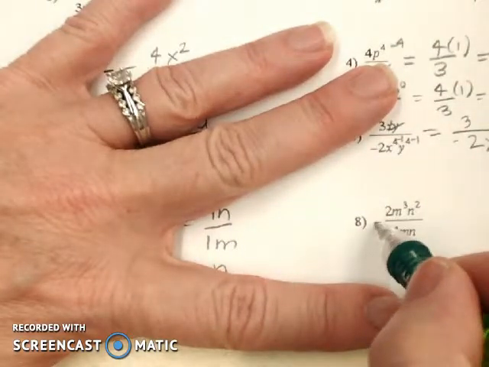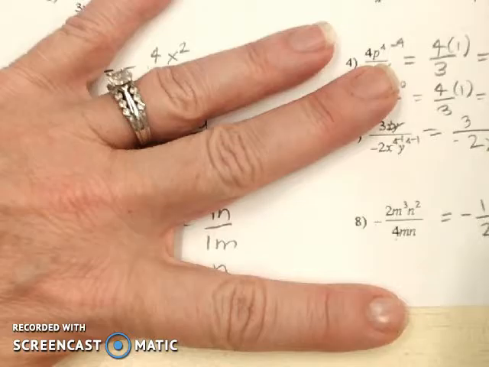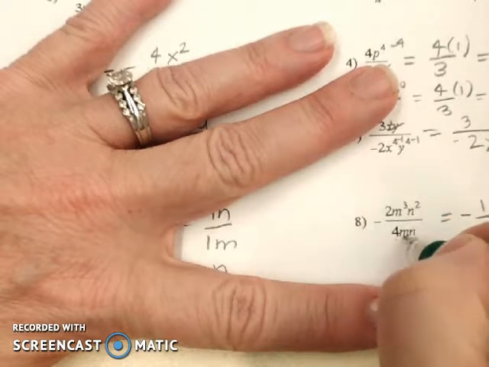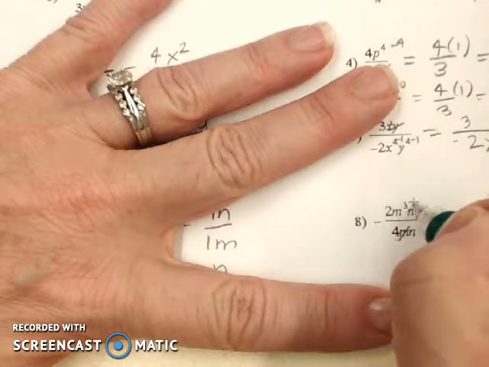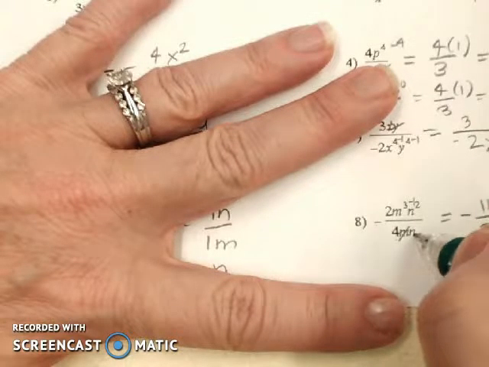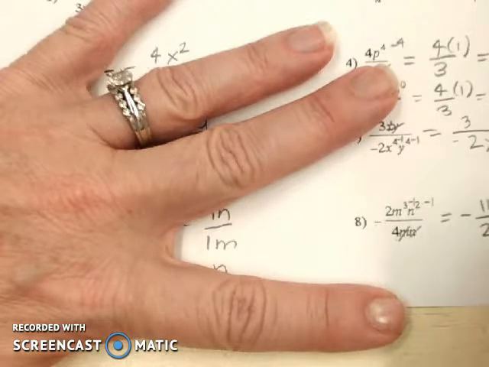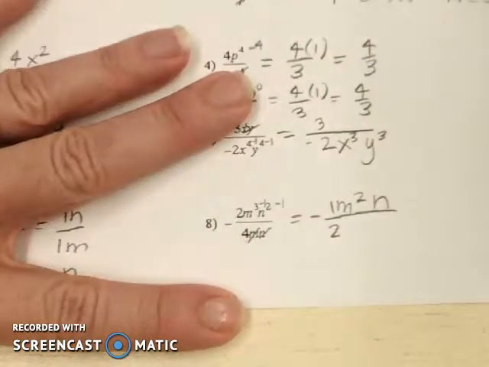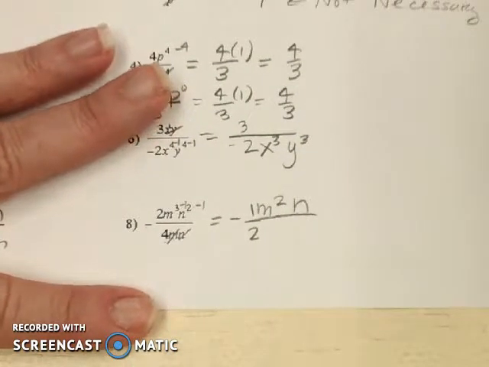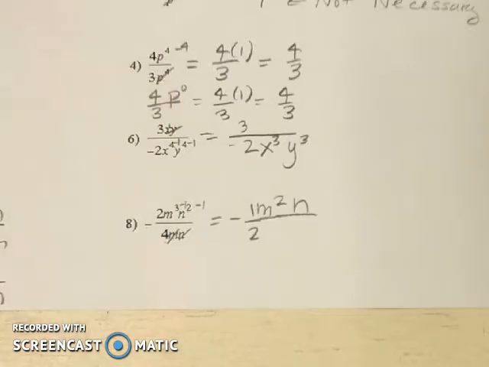Okay? Number 8, last one. I've got negative 2 fourths. Negative 2 fourths will simplify to negative 1/2. I've got m cubed over m to the first, so I'm going to subtract 3 minus 1. Gives me m squared. N squared over n, I'm going to subtract, 2 minus 1, so that's going to give me n to the first, or just n on the top. Okay. Slow it down, back it up, pause it, watch it again, whatever you need to do.